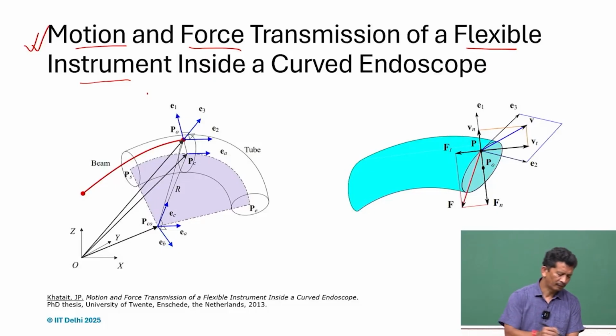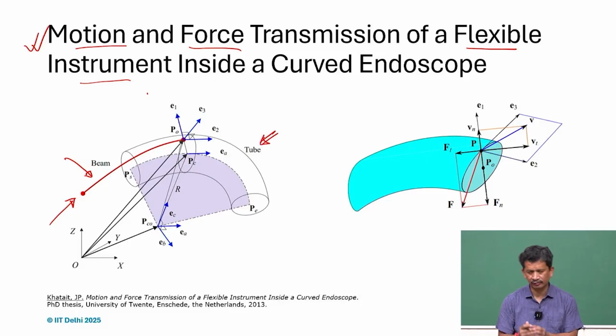If you just look at it, the instrument is modeled as a beam. Just think of the instrument being pushed, and this is the tube. This can be the channels provided in the endoscopes, or in the support structure, the endoscopic platform, or even in the catheters we have.